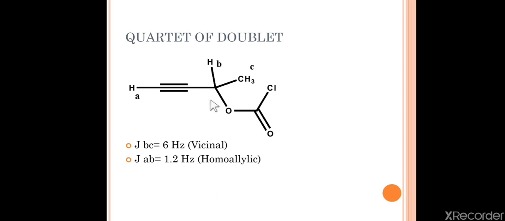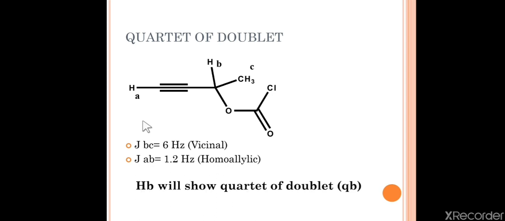So as you all know, this is a 3-bond coupling, that is a vicinal coupling, which is 6 Hz, and the 4-bond coupling, that is homoallylic coupling, which is 1.2 Hz. That means we need to consider the largest splitting first. That means JBC. That means it is a quartet of doublet. Understood? HB will show the quartet of doublet splitting pattern, because we are considering the largest splitting first, or largest coupling constant first, and smallest afterward.